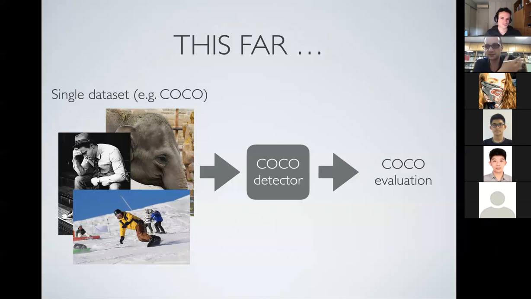If you want somebody to use your detector, you wouldn't want them to just use a COCO detector that knows about 80 classes, because a user of your detector might actually want to know about something that is beyond these 80 classes. And so in the last part of this talk, I'll briefly go into some of the early steps we're taking towards learning detectors that know more about the world than is captured by just a single data set.